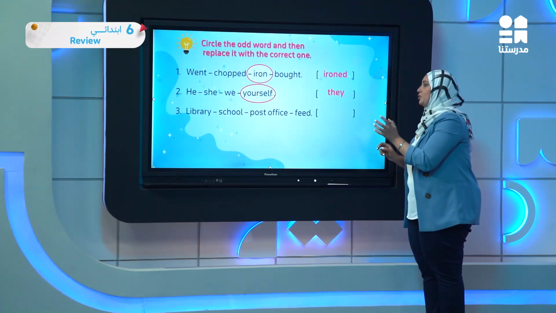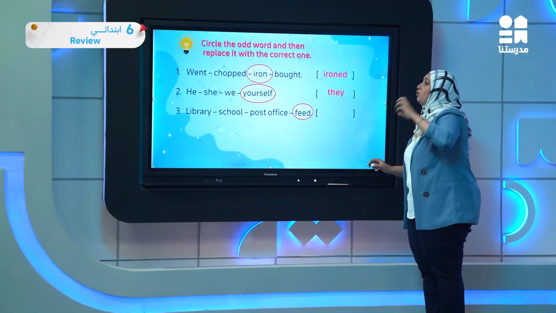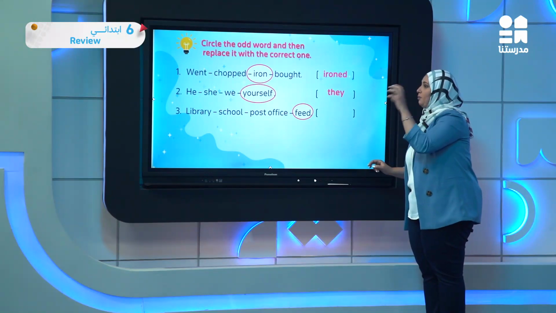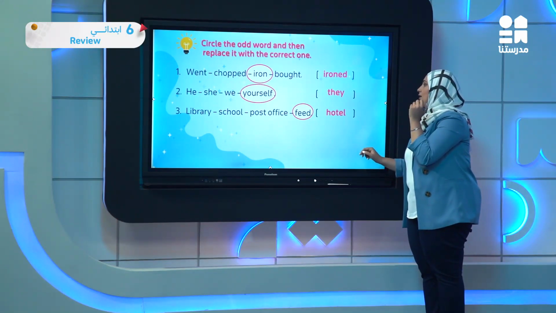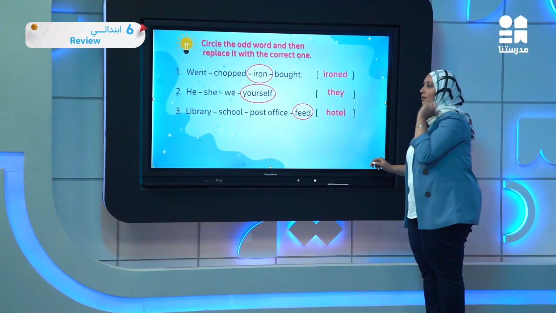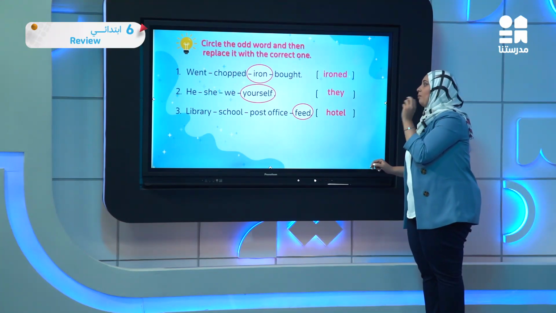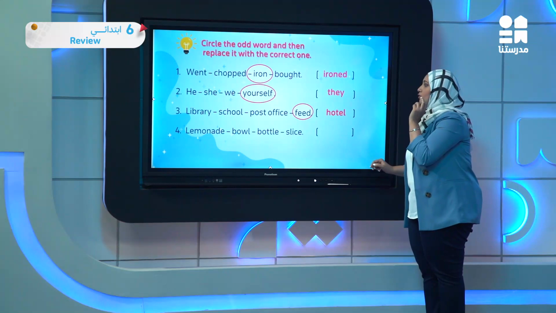Library, school, post office and feed. All of these are places except one is a verb. Which is it? Feed. Very good. طيب if I want to remove feed what shall I put? I put another place. زي ايه؟ hotel. I can put a bank. أي مكان. Okay? Barber shop. طيب moving to number 4.